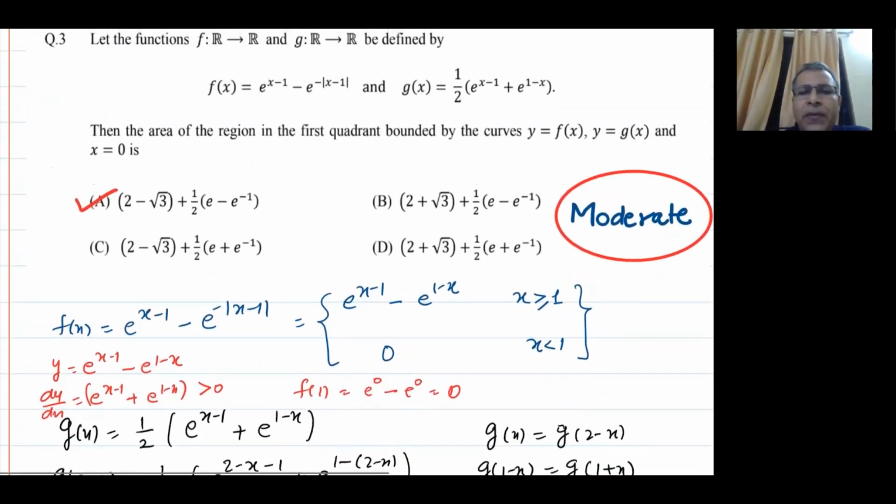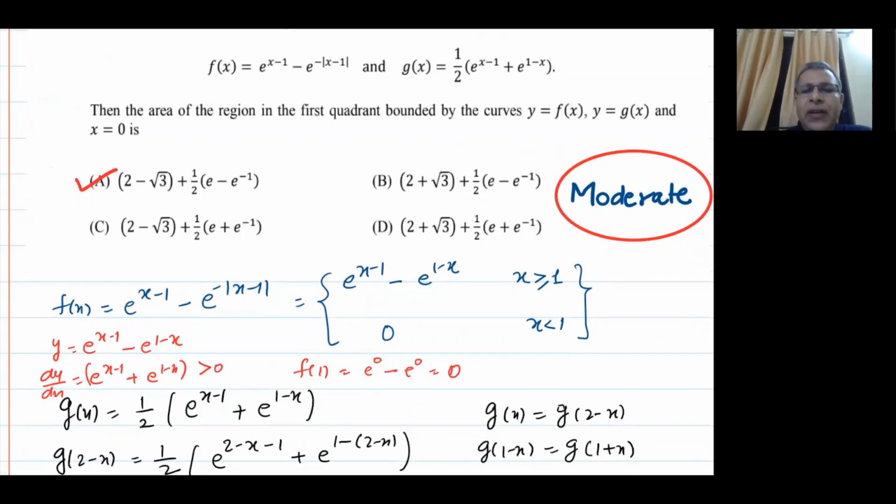Now we have to define f(x). So first we'll break this modulus. For this modulus, let us take the condition x greater than or equal to 1. So if you take the condition x greater than or equal to 1, we get f(x) = e^(x-1) - e^(-(x-1)), so this will be e^(1-x). So f(x) = e^(x-1) - e^(1-x), and for x less than 1 it becomes 0.